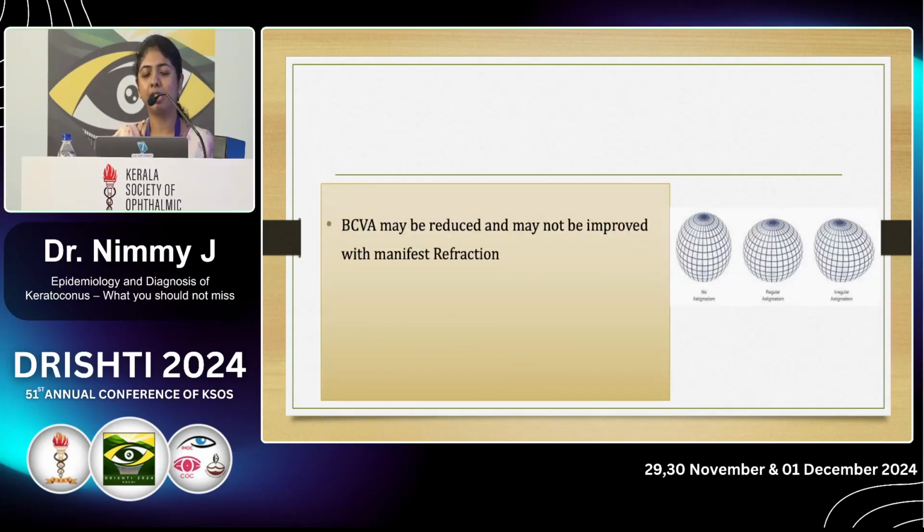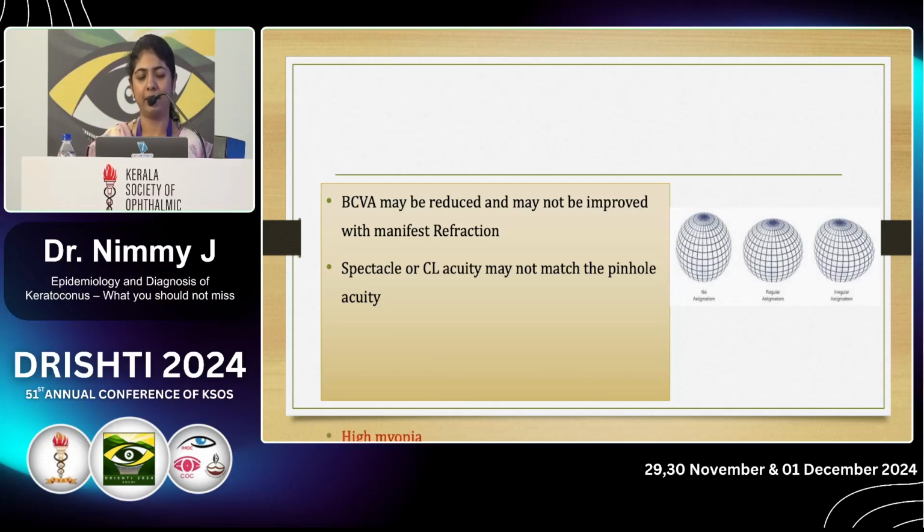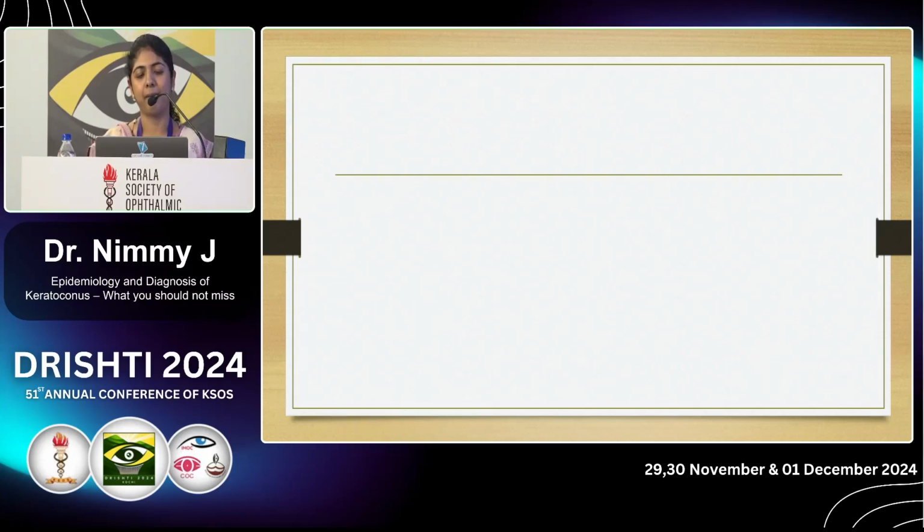On examination, the best corrected visual acuity is reduced and it may not be improved with manifest refraction, and the spectacle or the contact lens acuity may not match the pinhole acuity. It is due to the corneal irregularities. There is high myopia and also irregular astigmatism.